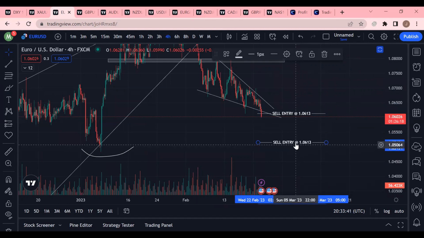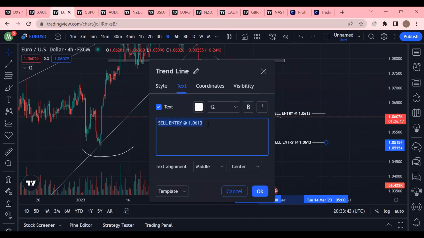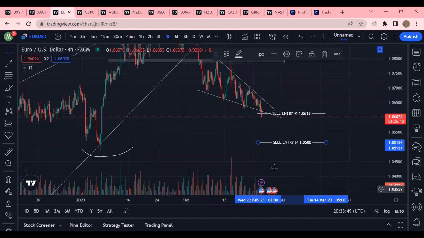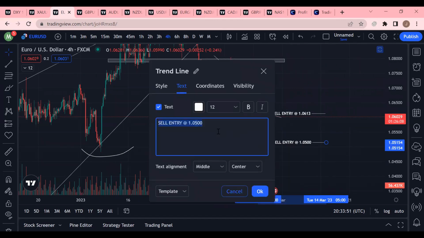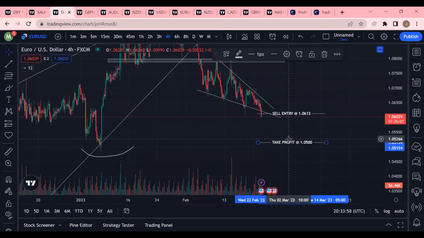I take profit at 100 pips trade, 113 pips trade. Take profit. So let me upload this for you to see.